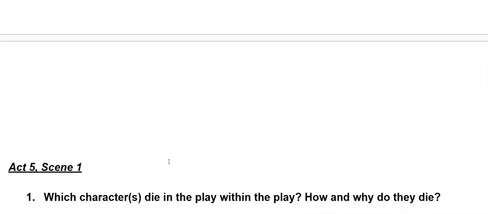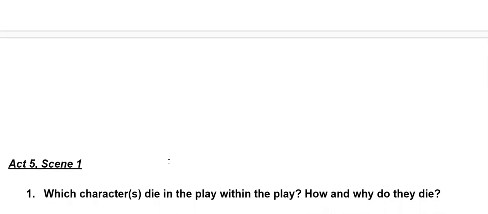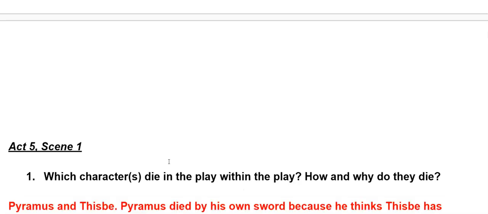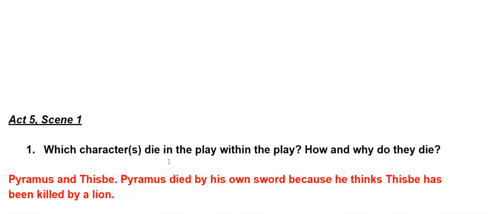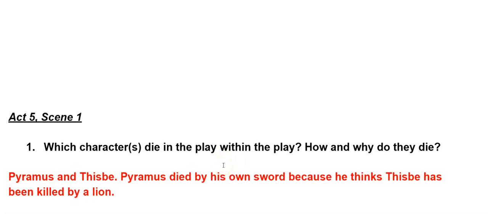Moving on to Act 5, which characters die in the play within the play? How and why do they die? So we're talking about the play that the tradesmen perform. Pyramus and Thisbe are the ones who die. Pyramus died by his own sword. Remember, we watched that in the movie, Bottom being over the top, acting that part out. If you remember, he thinks that Thisbe was eaten by a lion, and so he dies by his own sword. And then Thisbe actually dies in a similar way when she realizes that Pyramus has died.